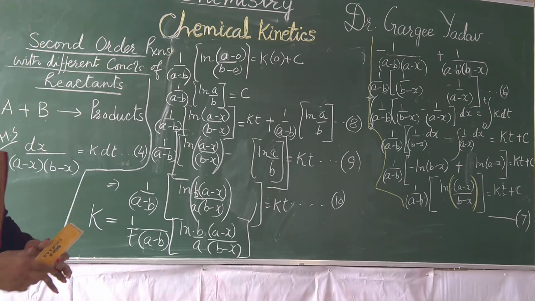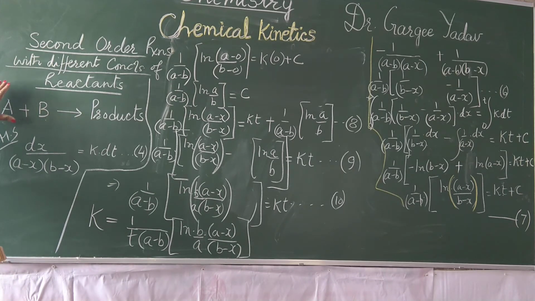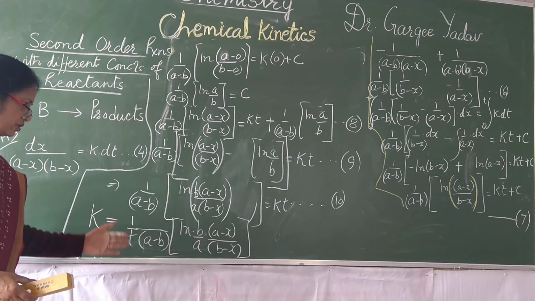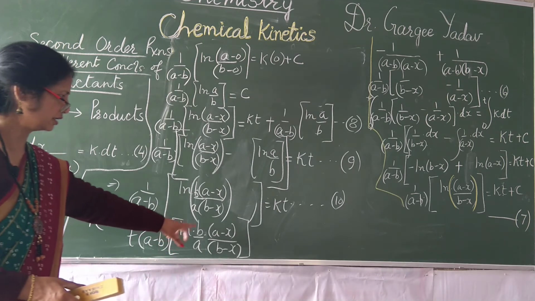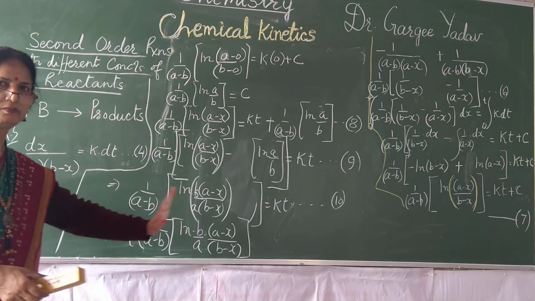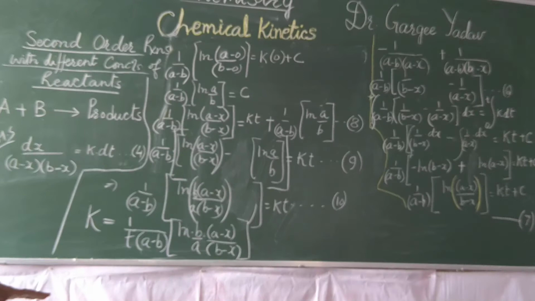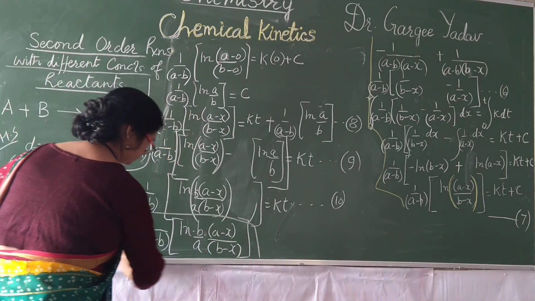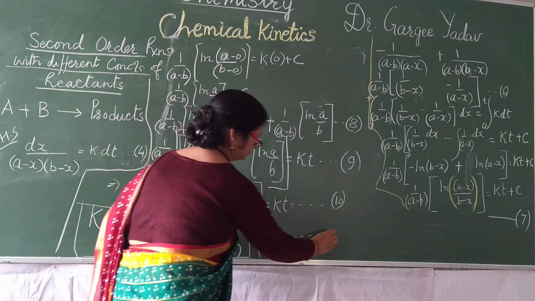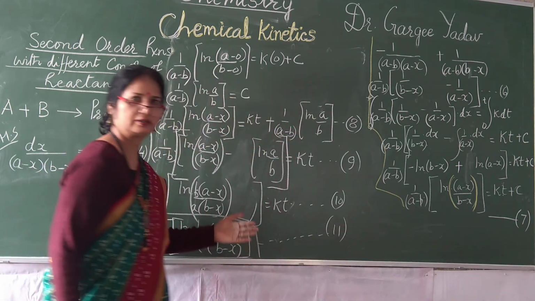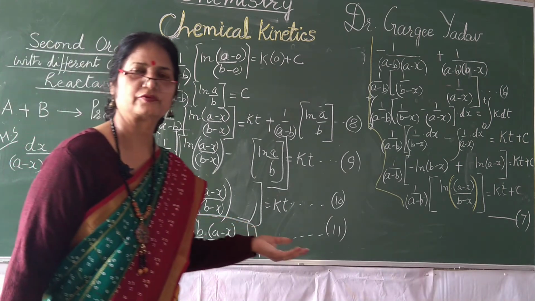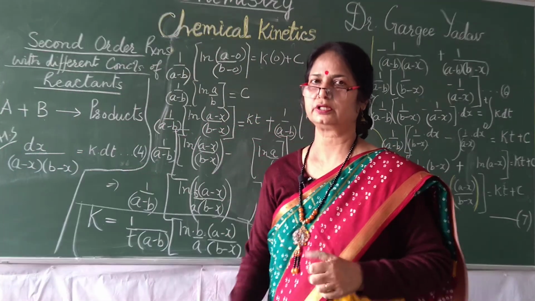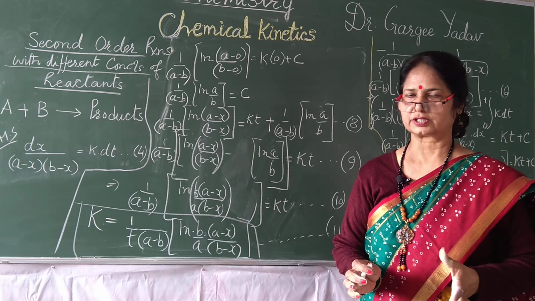For a second order reaction in which the concentration of both the reactants is different, the expression comes out to be k is equal to 1 upon t(a minus b) ln b(a minus x) upon a(b minus x). So this is our expression. That will be equation number 11. So this equation number 11 gives the expression for the rate constant for a second order reaction in which both the reactants have different concentration.